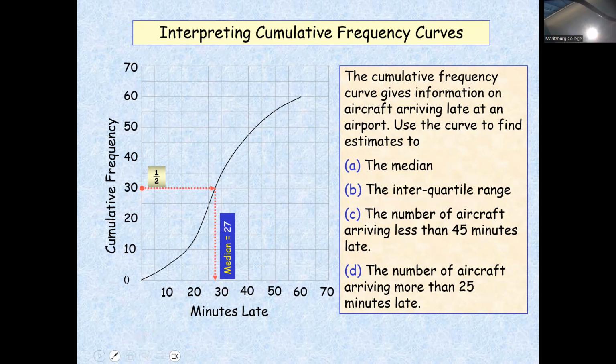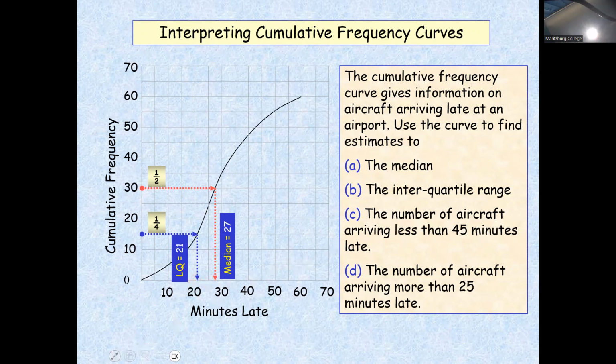The next question is to find the interquartile range. Now remember, for the interquartile range, we have to find our lower quartile and our upper quartile. So the lower quartile is 25%, or 1/4 of 60, which is 15. We'll draw a line, and then we will draw a vertical line coming down from where it touches the graph. And that takes us to a value estimated to be 21.